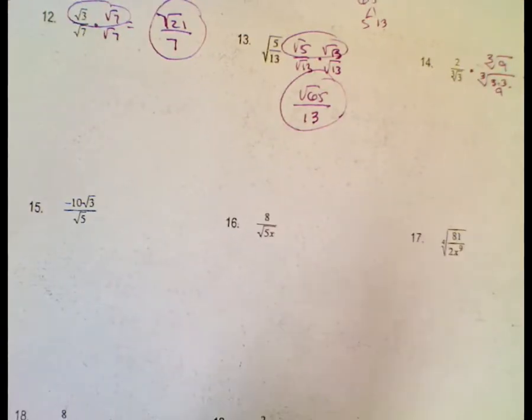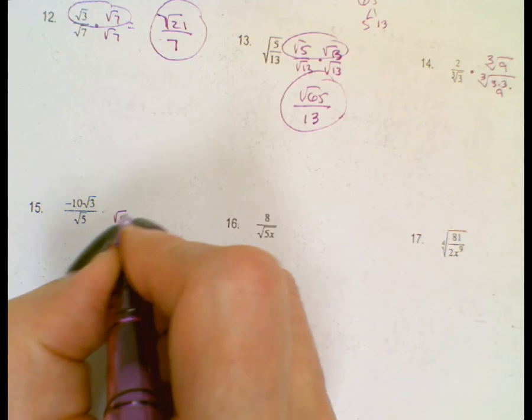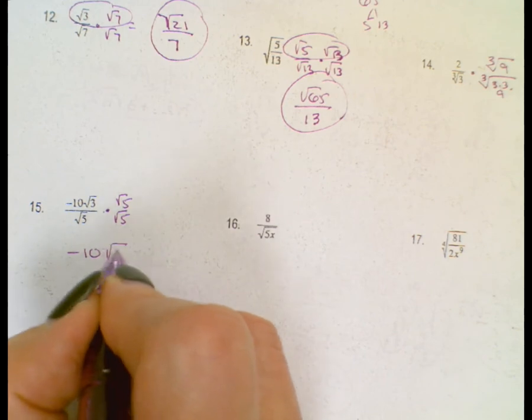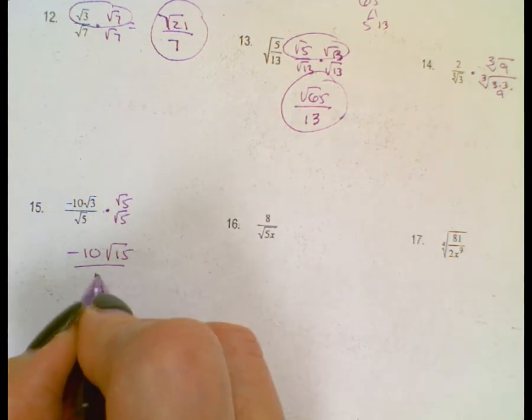So 15, to rationalize, you multiply both top and bottom by square root of 5. You get negative 10 radical 15 over 5.